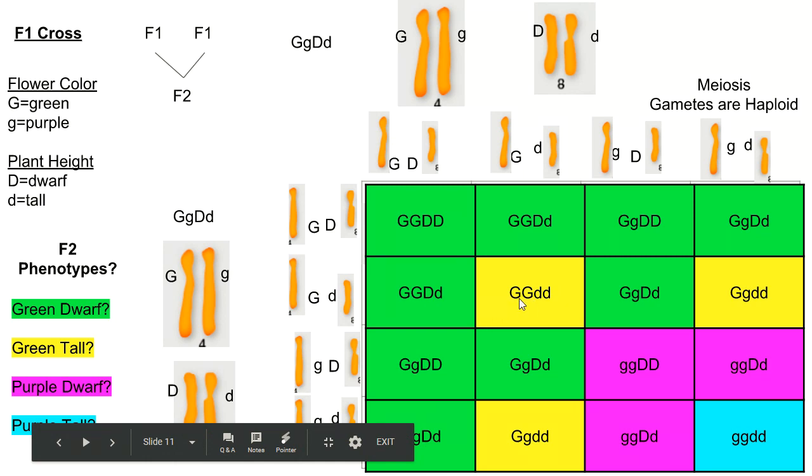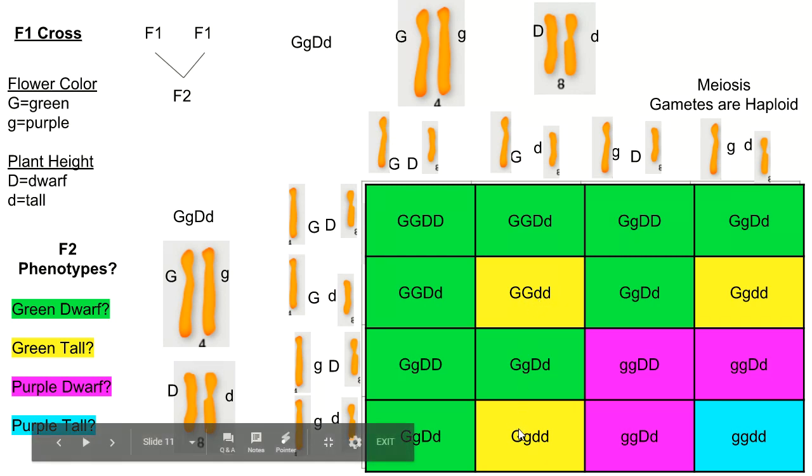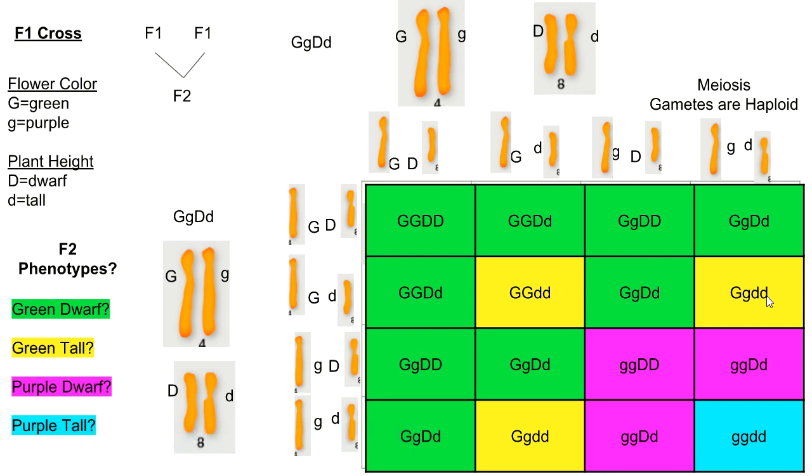Green tall, it has to be green, it has to have a big G, at least one or two. In order to be tall, it has to be little d, little d. That's the only way the recessive trait shows up in the phenotype is if it is homozygous. Again, lots of new words here. Just try to use them as often as possible.